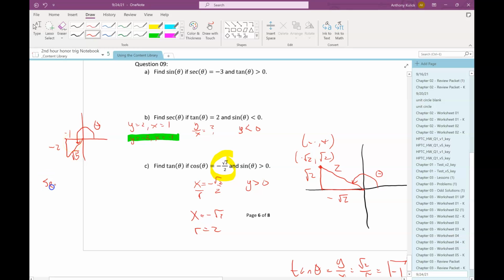And I know secant is x over r. So that's going to be -1 over square root 5. And we need to rationalize the denominator there. So that'll be -√5 over 5.